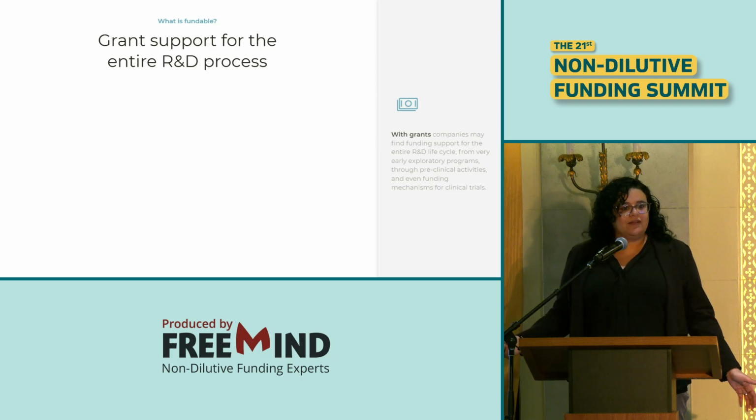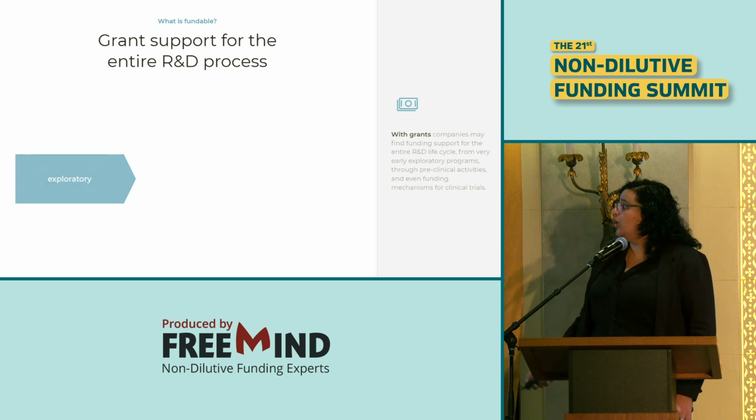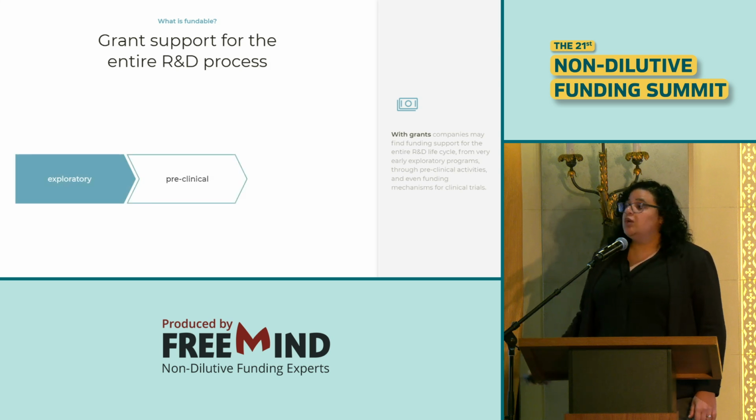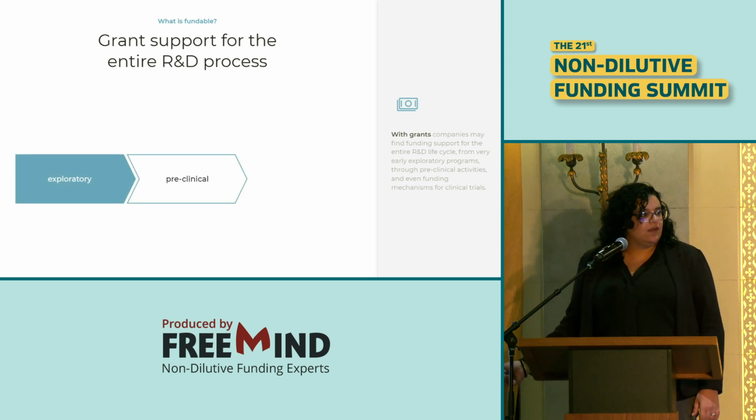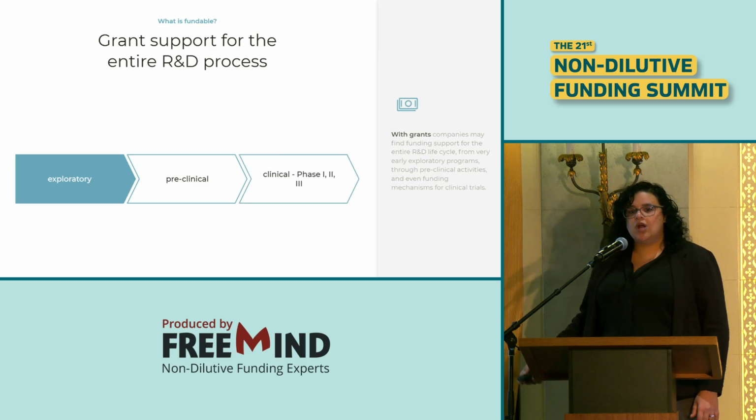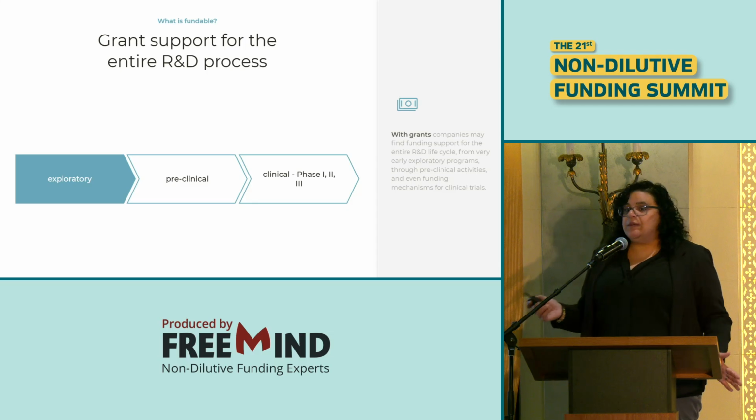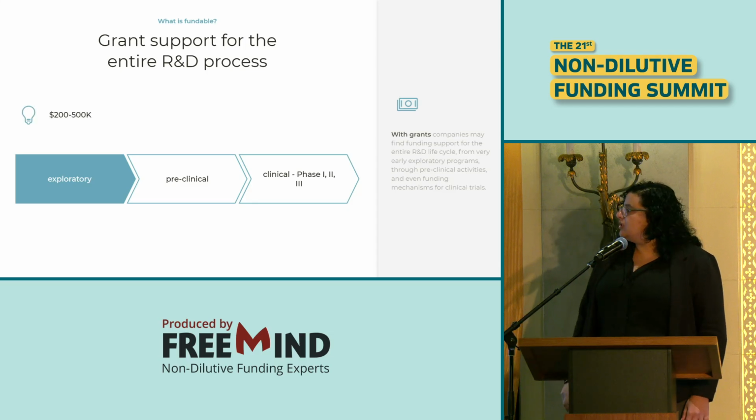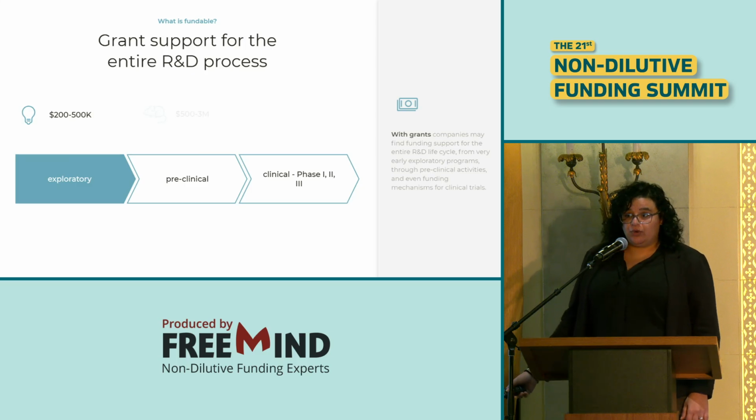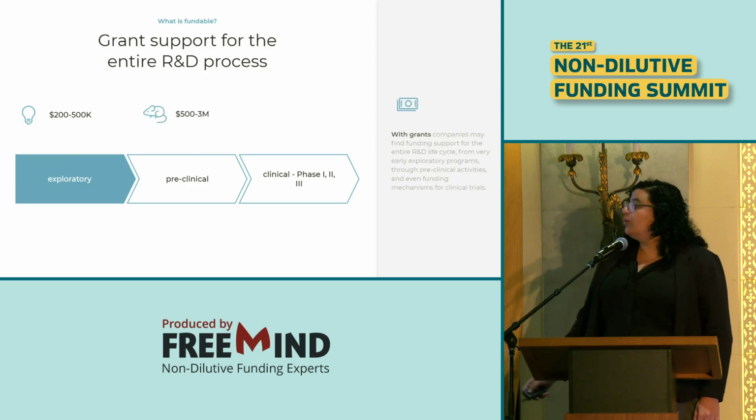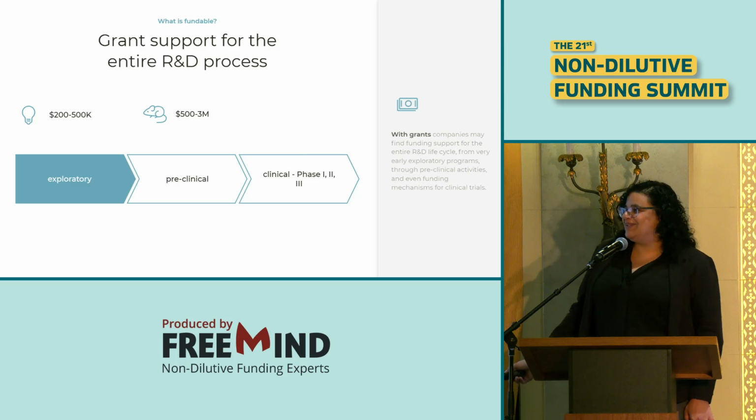Basically, my answer to that is everything, because you have grants for exploratory projects, preclinical IND-enabling studies, and clinical trial phase 1, 2, and even sometimes phase 3. Regarding budgets, we're in the ranges of $200,000 to $500,000 for exploratory, $500,000 to $3 million for preclinical, and more than $3 million for clinical.